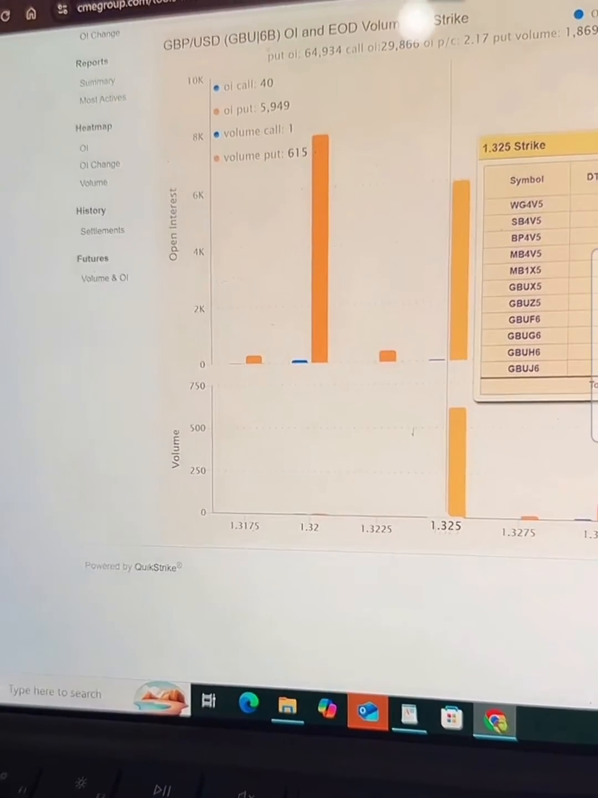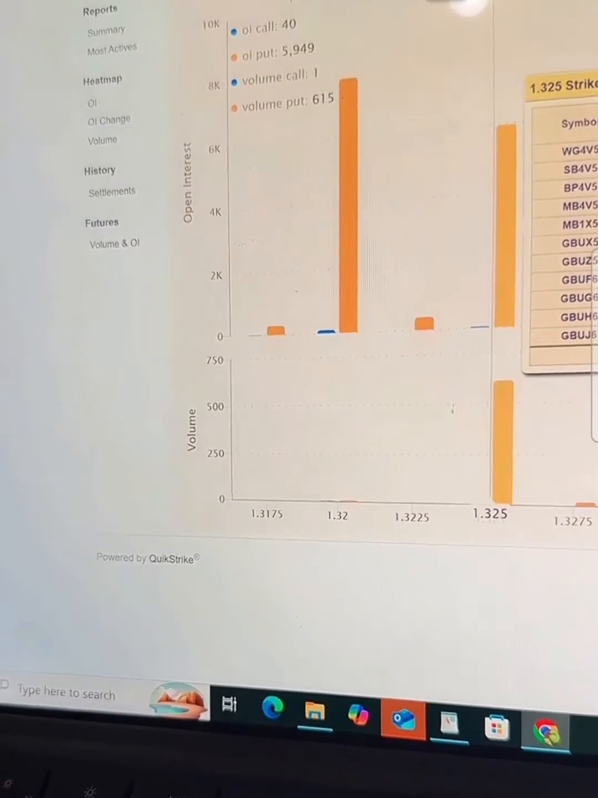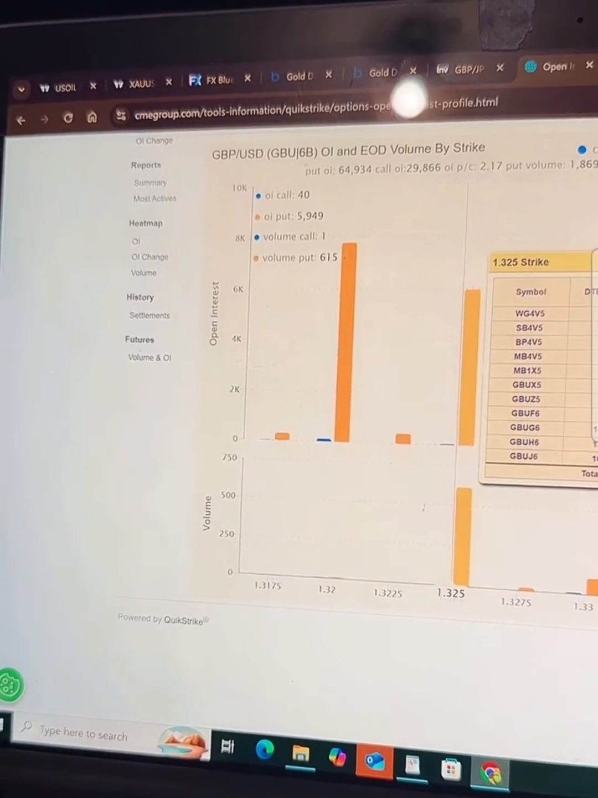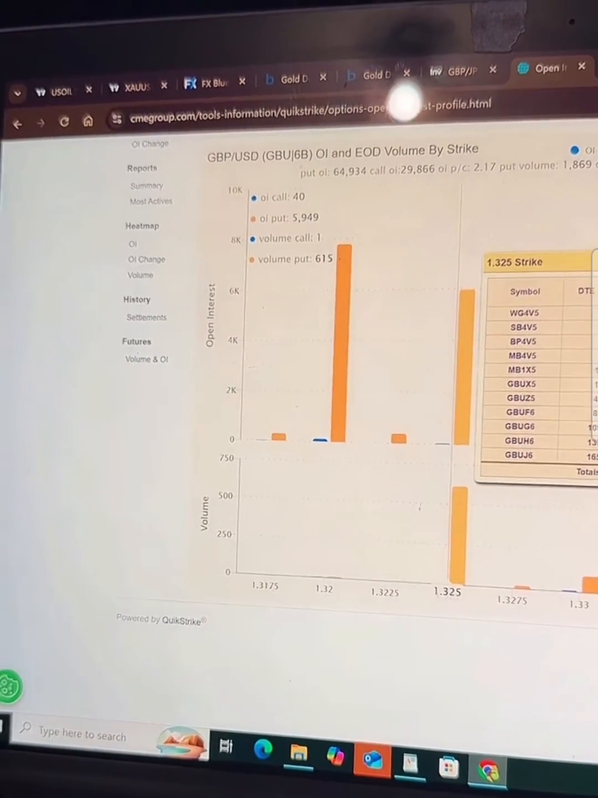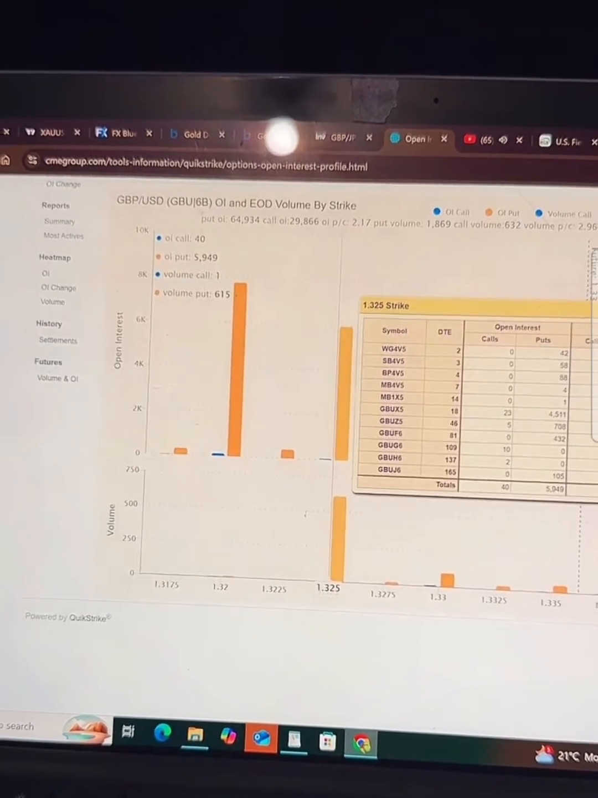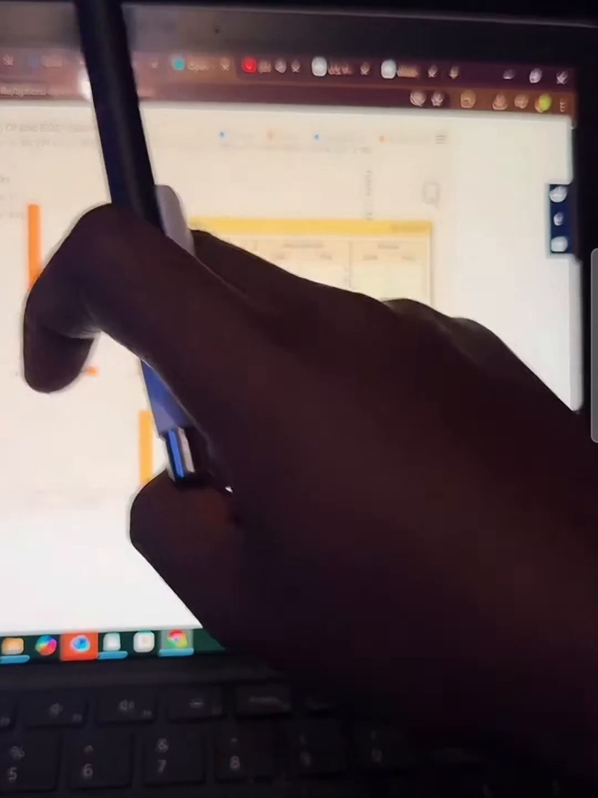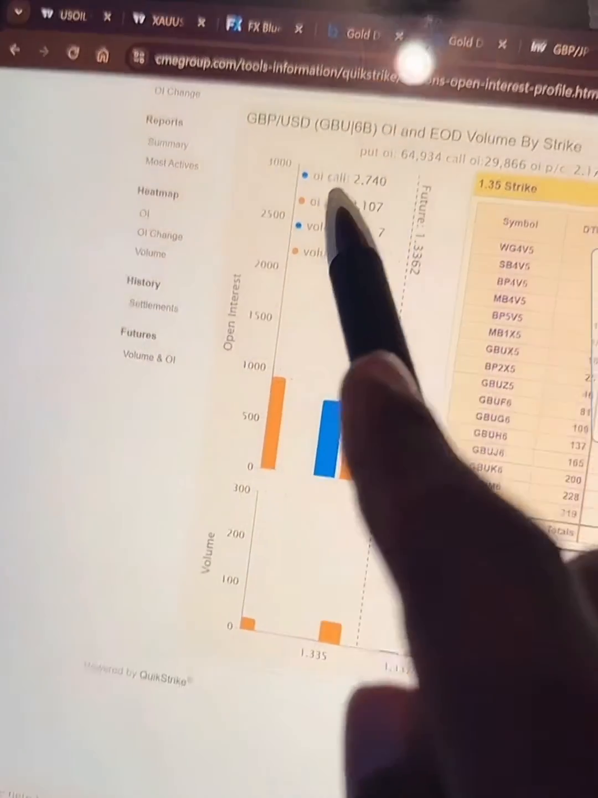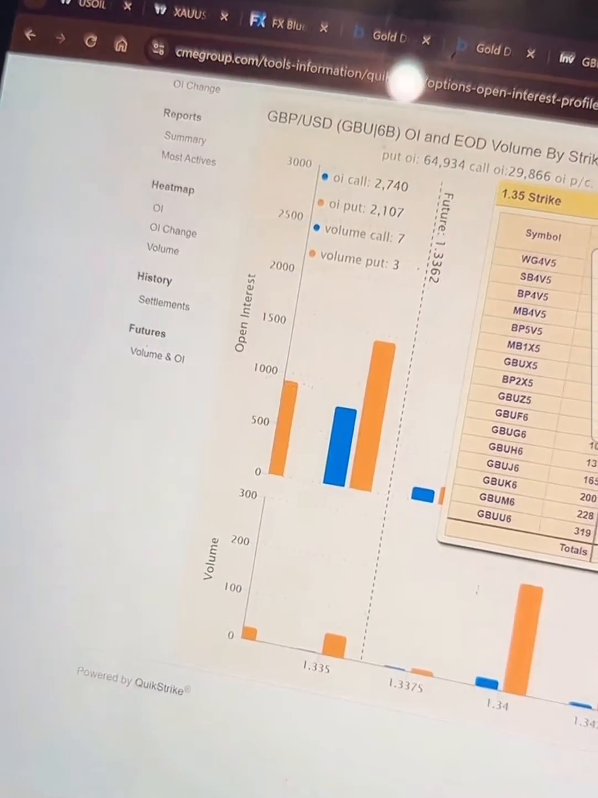These are called open interest profiles. Now, if you see somewhere where call open interest is greater than put open interest, for instance, let's see where call open interest is greater than put open interest. You can see call open interest is greater than put open interest.